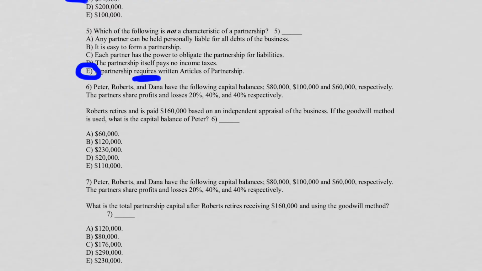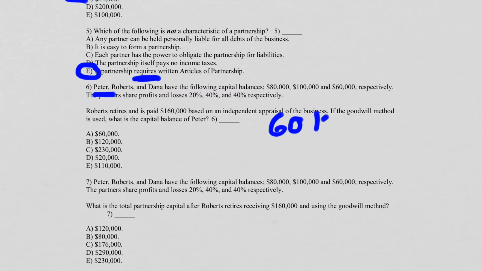And I see that number 6 is a continuation of a prior problem. That's just asking for the other guy. Before we asked for Dana, now we're asking for Peter. What will his goodwill part play out? So let's do the same thing.